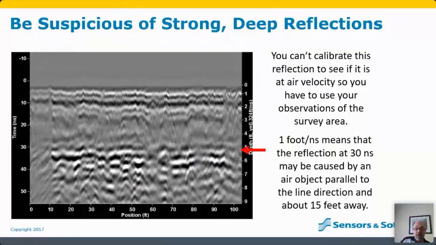So if you're walking parallel to a metal building and you get a flat response in your data, that could be the side of the building. It's possible. Do the same time trick there and say, okay, I see a flat response at about 30 nanoseconds. And if I'm walking 15 feet parallel to a metal object, then there's a real possibility that that reflection is an air reflection from that object and not a boundary.